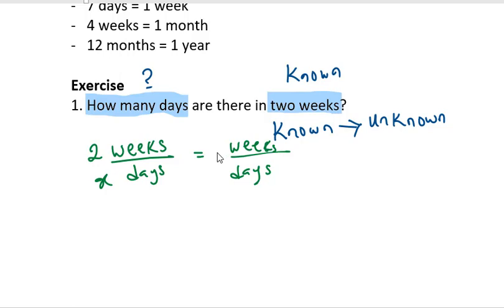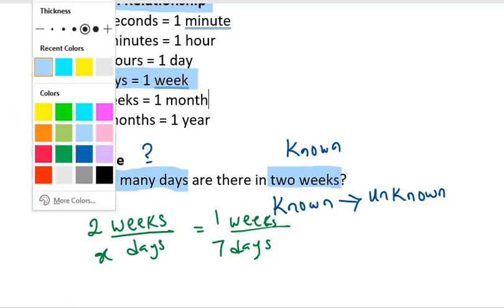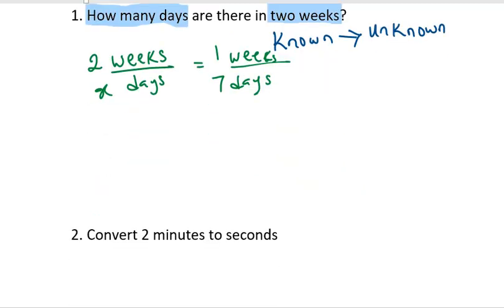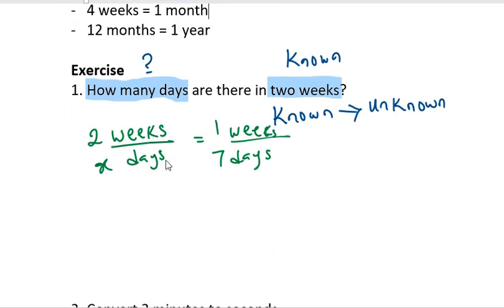But then we have a conversion relationship that says in 1 week we'll have 7 days. Let's check that and be sure. So you see here, 7 days make 1 week, right? So because of that, we can actually use that knowledge to fix this. Let's continue. So I just want to keep the units aside and solve. So here I have 2 over x is equal to 1 over 7.